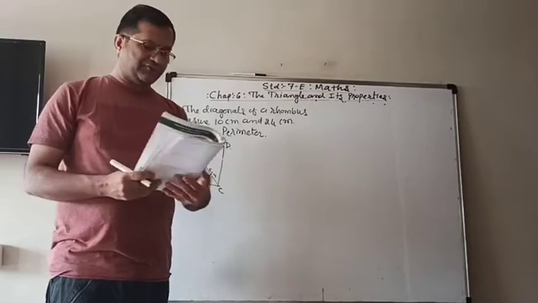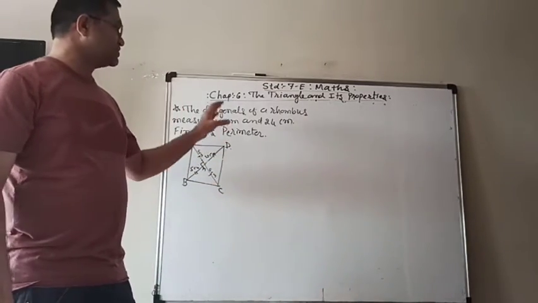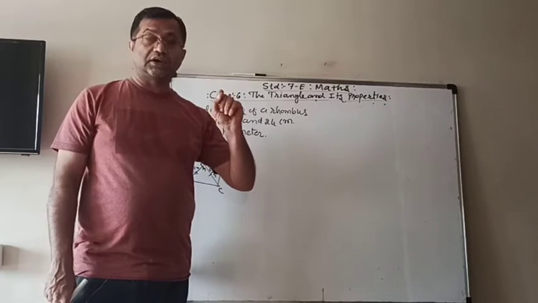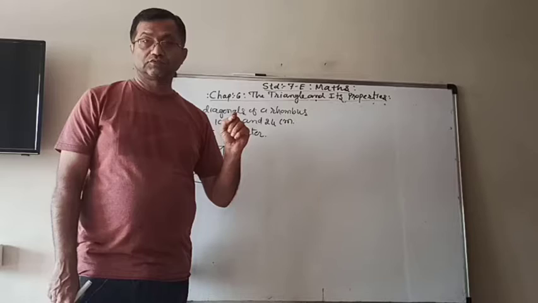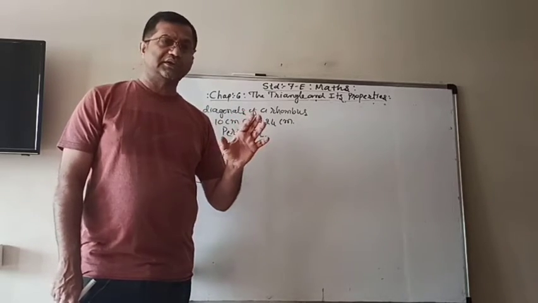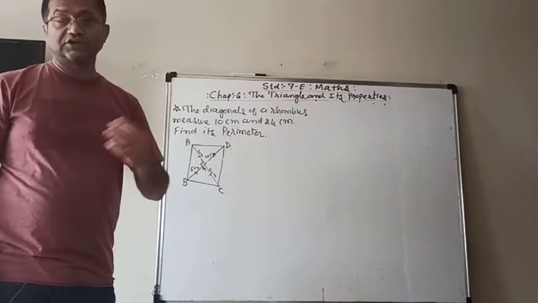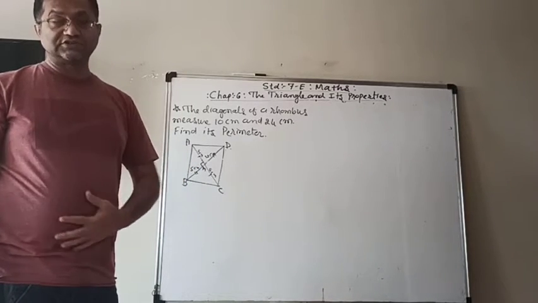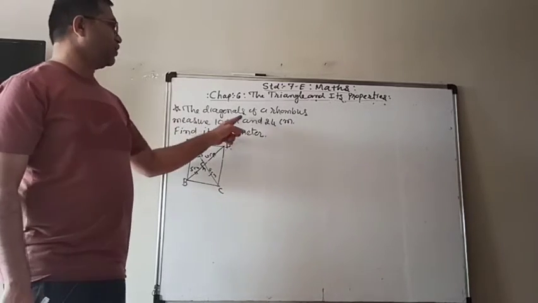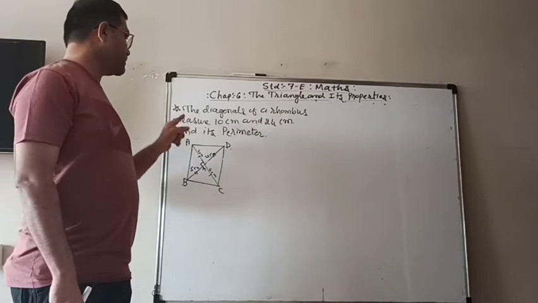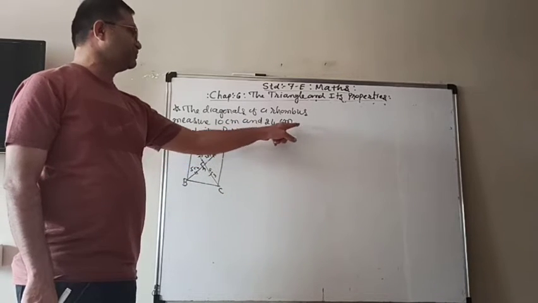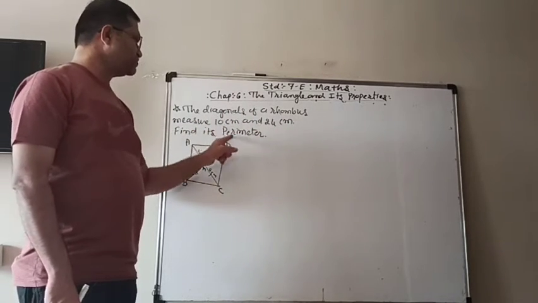Now I feel that this type of sum that I gave you one in the homework also, so maybe that can be difficult for you. So let us understand this one, then you can do that which is given in homework also easily. The diagonals of a rhombus measure 10 centimeter and 24 centimeter. Find its perimeter.